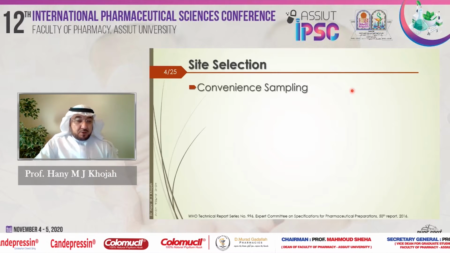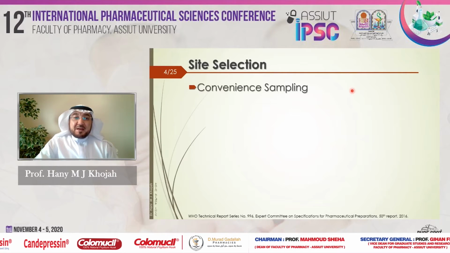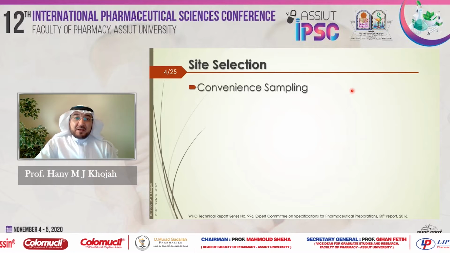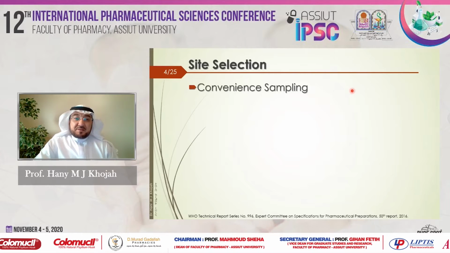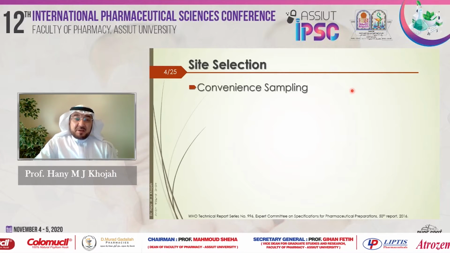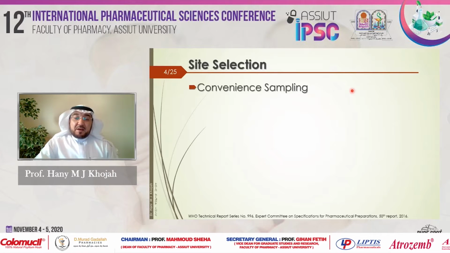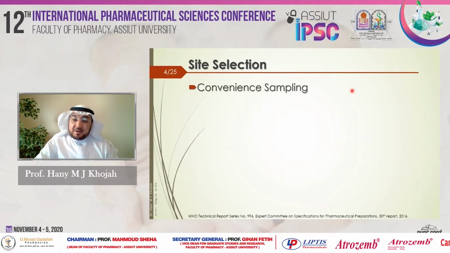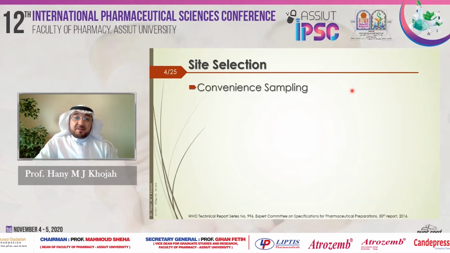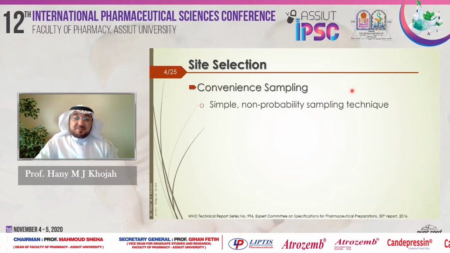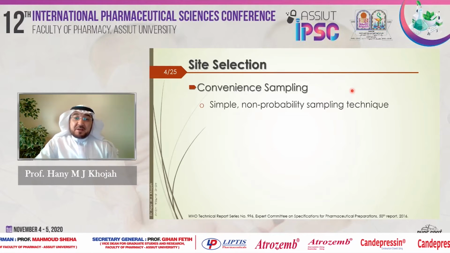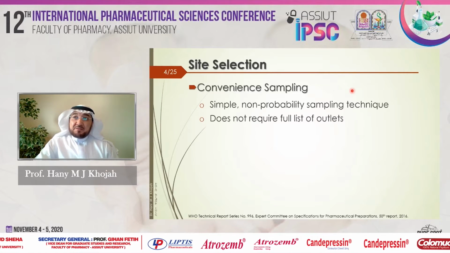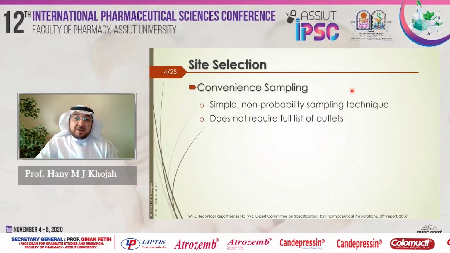I'm going to talk briefly about different sampling methods. When I say sampling here, I mean sampling for the pharmacies. So the sample here is the pharmacy, not the medicine. Most of this published studies regarding the quality of medicines use convenience sampling because it is very simple. But on the other hand, it's a non-probability sampling technique. We don't need to have the full list of pharmacies in an area.